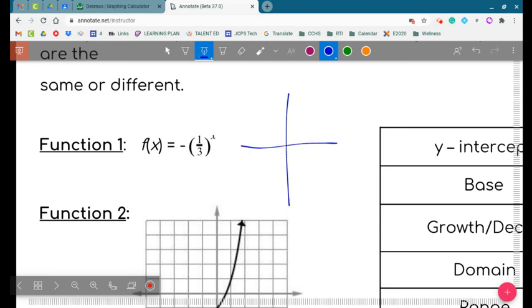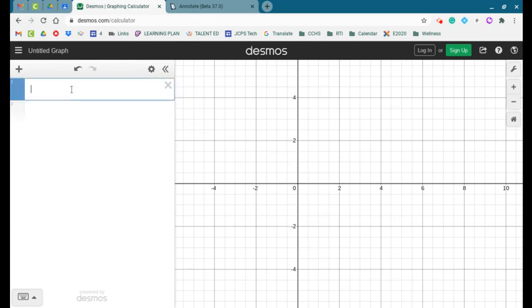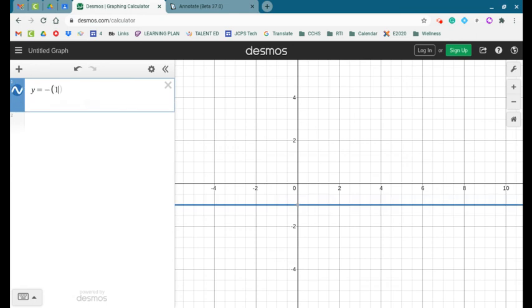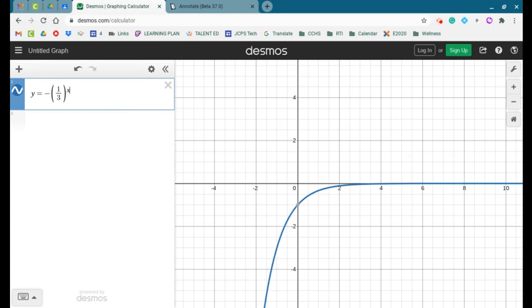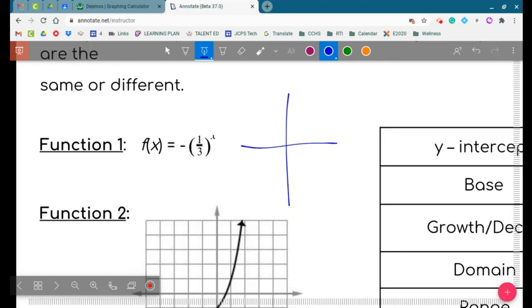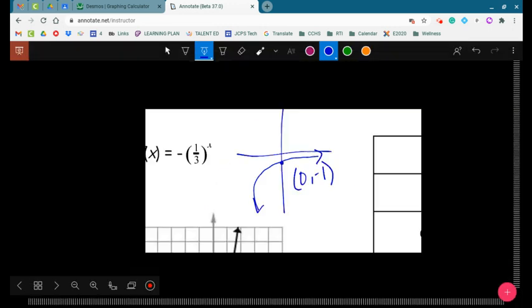Let's go into Desmos. Y equals -1 divided by 3, arrow, and then caret x. Okay, so it looks like it has a y-intercept of -1, and it gets super close to y equals 0 but never crosses. So it looks like it goes up and just skims. So we have a y-intercept of (0, -1).